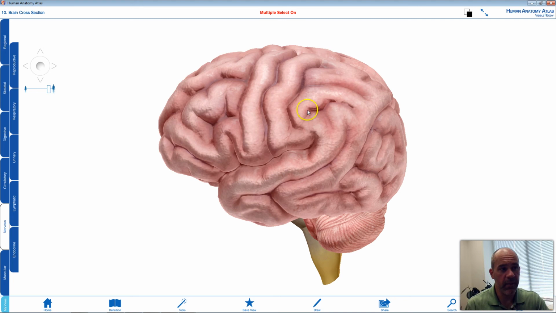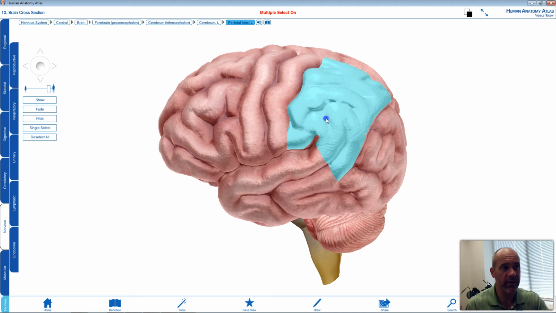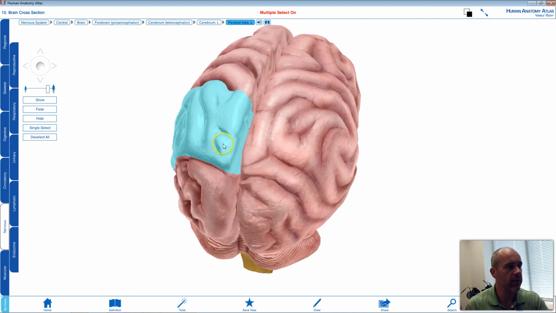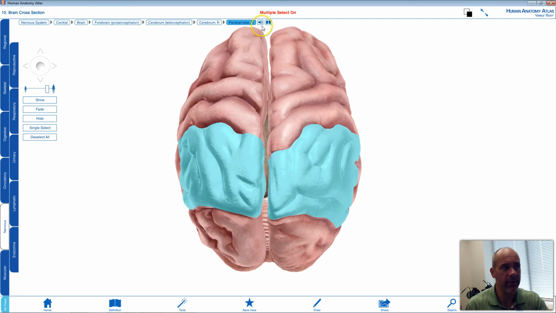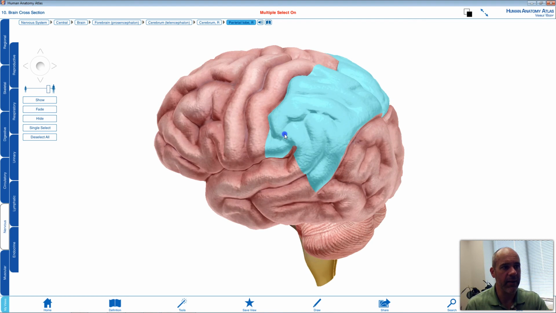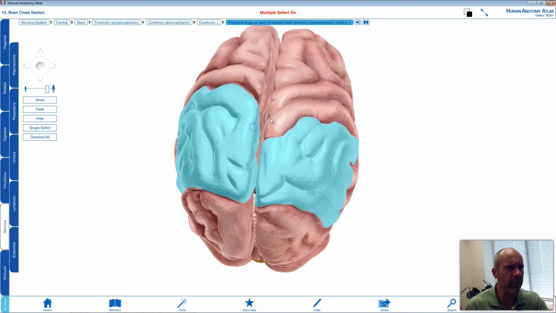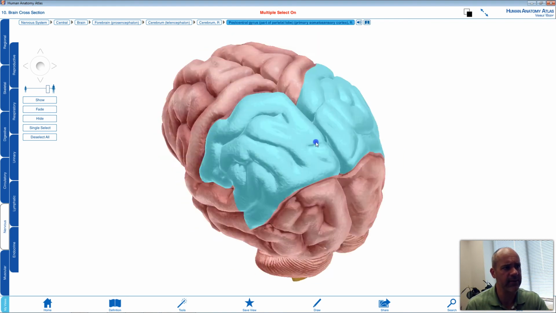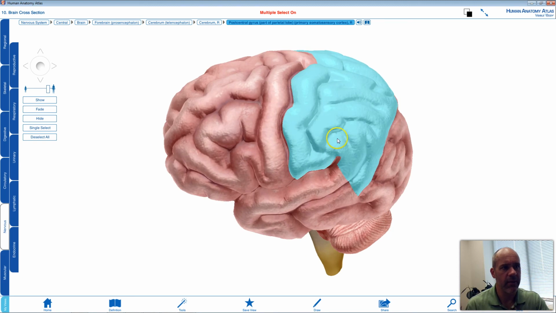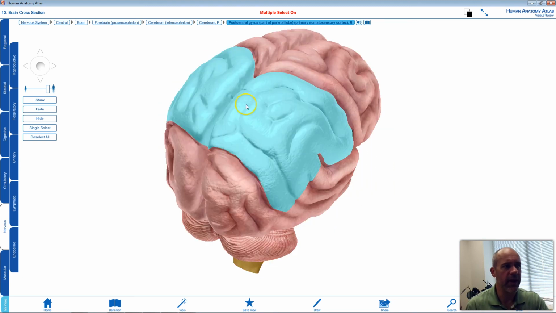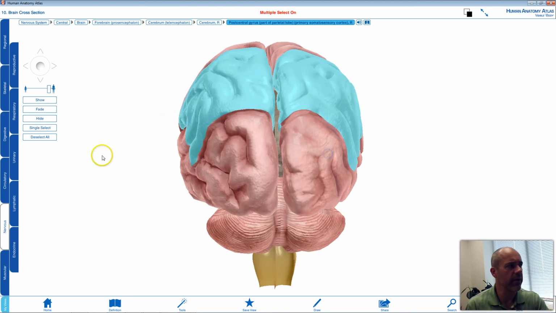All right, and then posterior to the frontal lobe, you have the parietal lobe. You've heard that before, parietal lobe, and actually this is included in the parietal lobe as well, and so is that. So all together, parietal lobe portion on the left, parietal lobe portion over there on the right.